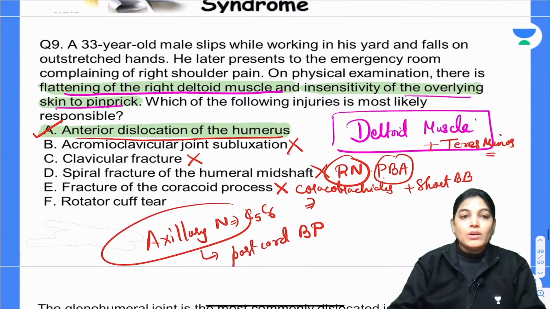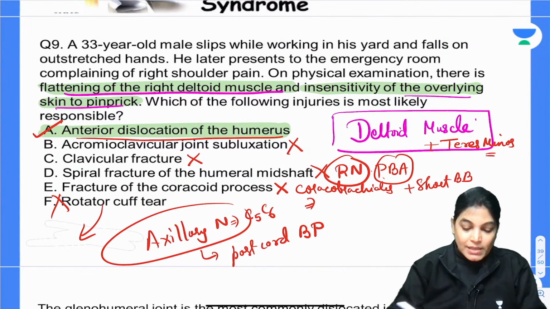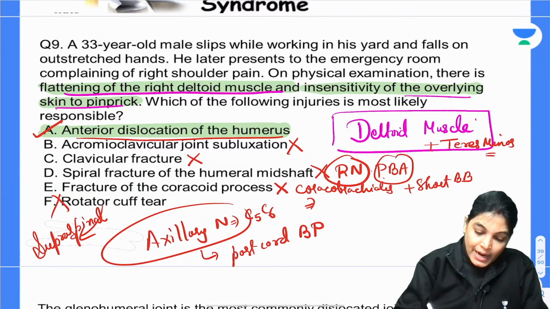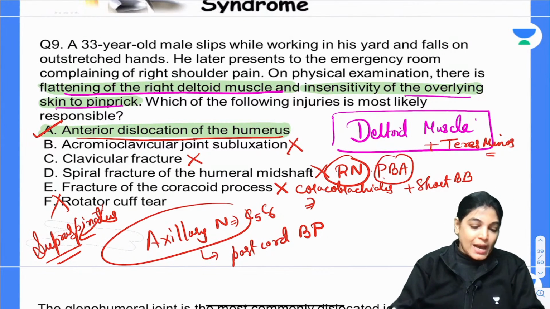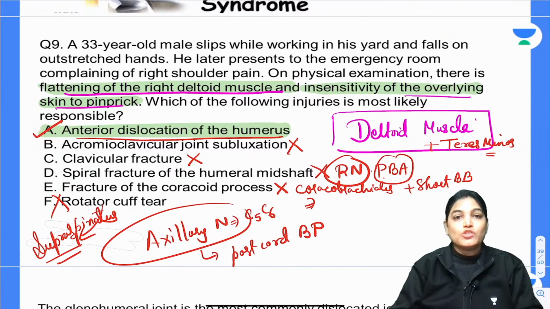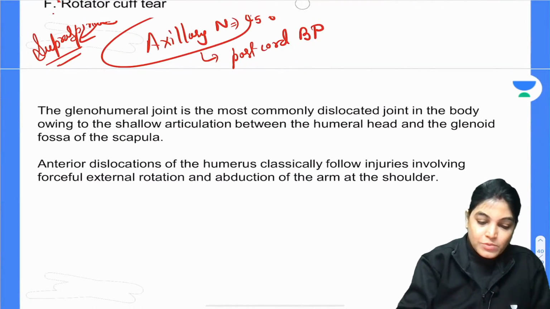Got it? Now, rotator cuff tear is not the answer. If the rotator cuff is torn, the most commonly torn muscle is supraspinatus, and we know that the nerve supply of supraspinatus is the suprascapular nerve. So this is not affected in this case. So the most correct answer is A, anterior dislocation of humerus. So my dear aspirants, let's move on with this explanation.